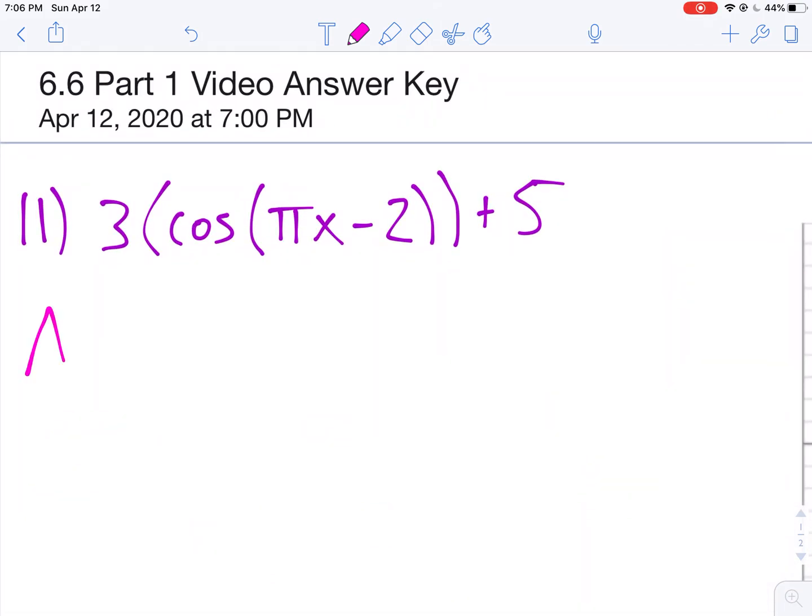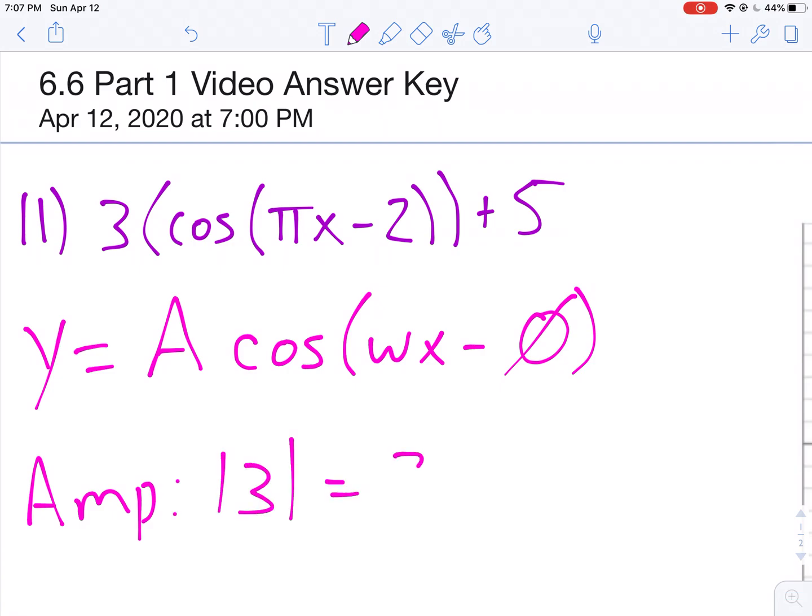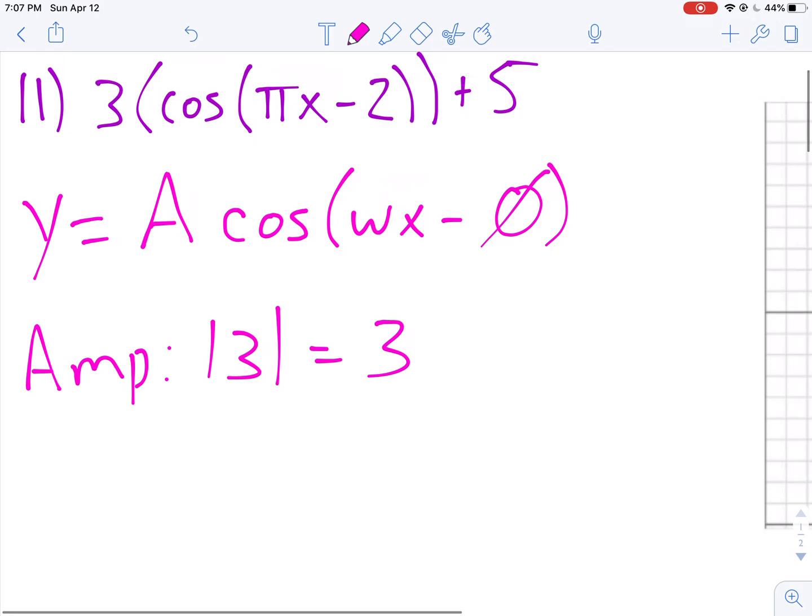Amplitude here is pretty straightforward. Actually, before I start saying that, let's just make sure we have the form: a times the cosine of omega x minus phi. Now I'm going to say that my amplitude is just the absolute value of a, which is the absolute value of 3, so I'm looking at an amplitude of 3.